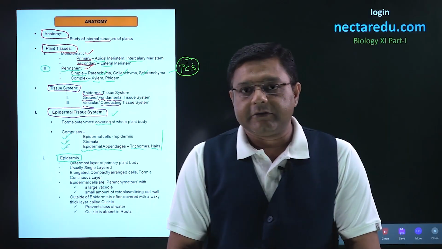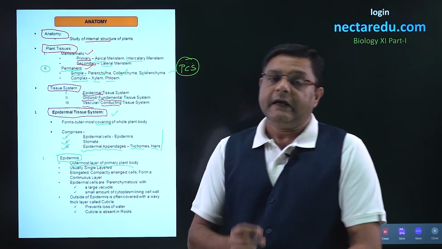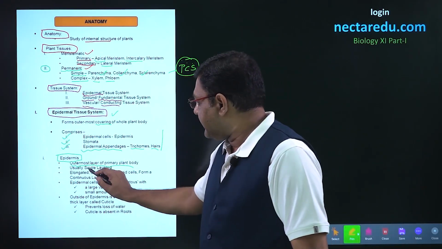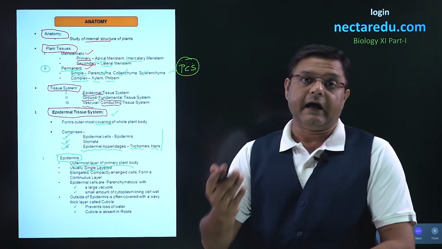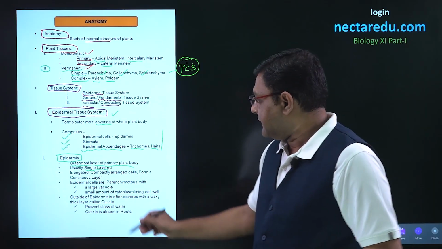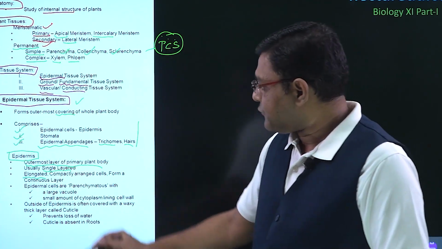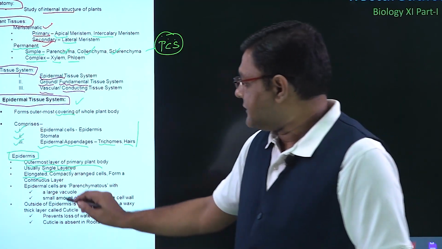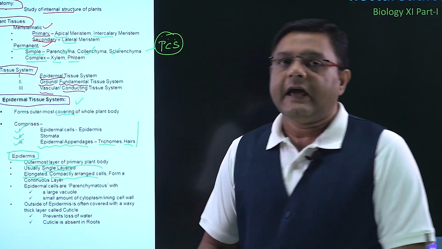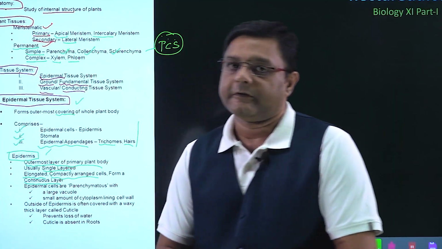Coming to epidermis, it is the outermost layer of plant. Usually, this epidermis will be single layered, but there are cases in which multi-layered epidermis is also present. Then, if we talk of the cells that are present over here, the cells are elongated, the cells are compactly arranged, and these form a continuous layer in the case of epidermis.